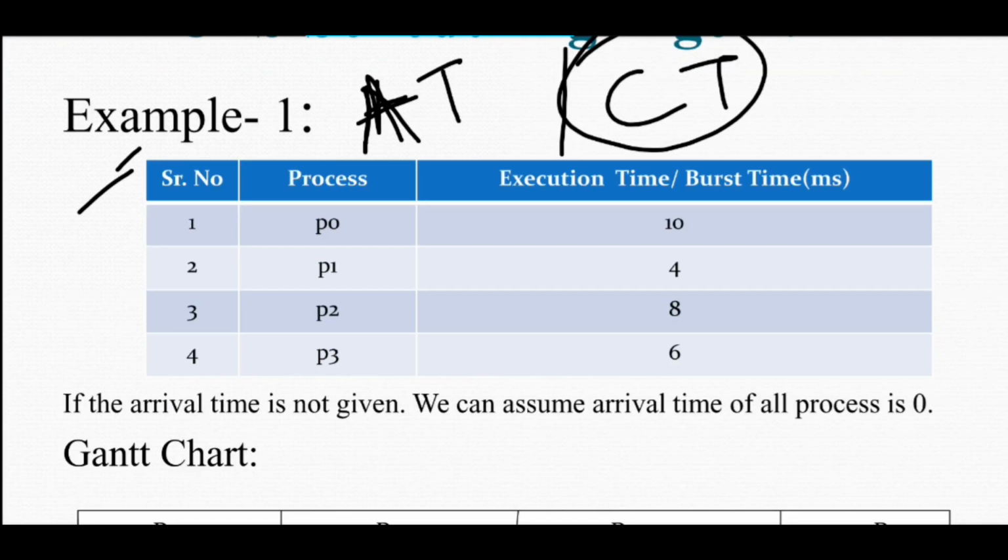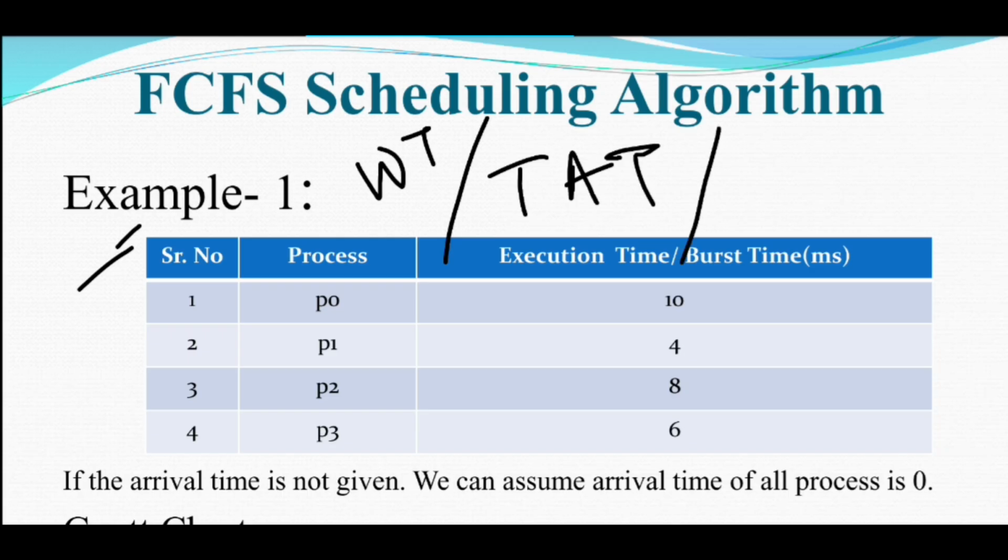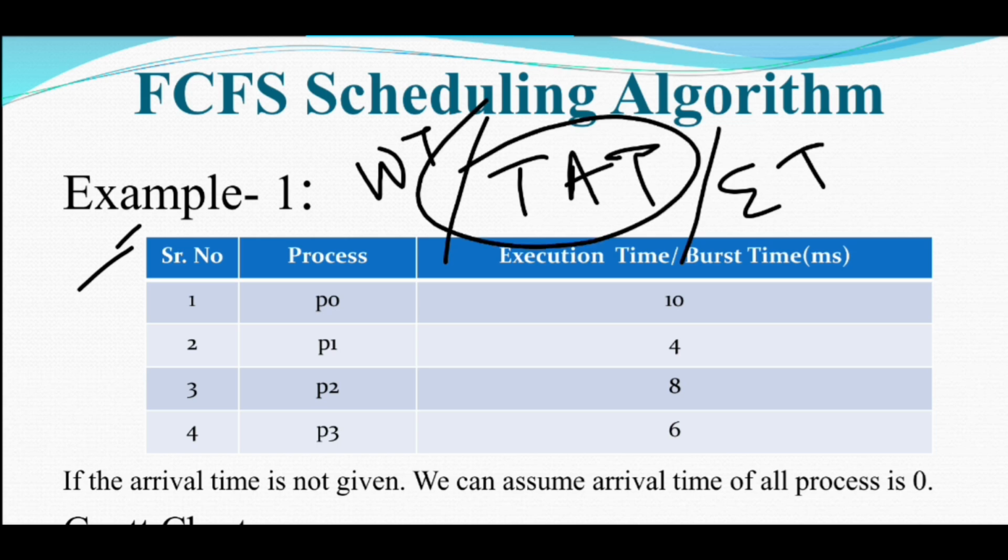Then there are more terminologies like waiting time, turnaround time, and execution time. Execution time means the time a process takes to execute in the system. Turnaround time means the total time a process is present inside the system. It may be waiting or it may be executing, depending on the system. Waiting time means the process is waiting to enter or access the CPU.